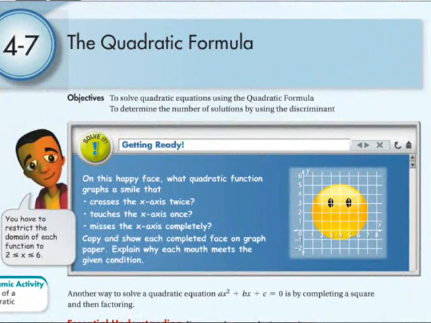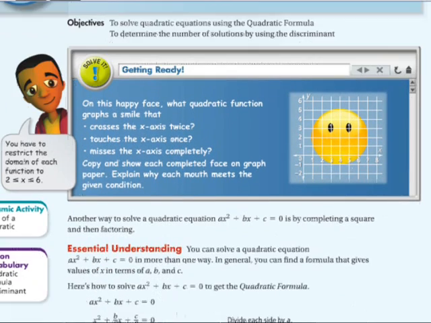All right, welcome to the notes on 4-7, which is the quadratic formula. We're going to look at how to solve using the quadratic formula and how it's derived, and then we're also going to look at how we can use the discriminant to determine how many solutions are actually in a given problem. So pretty simple stuff.